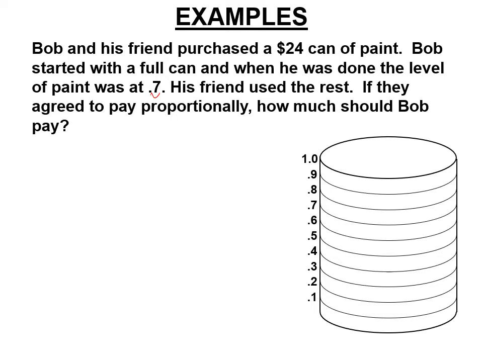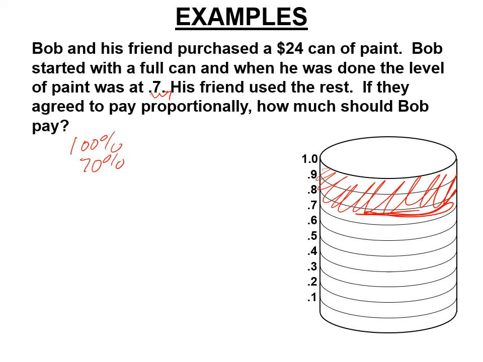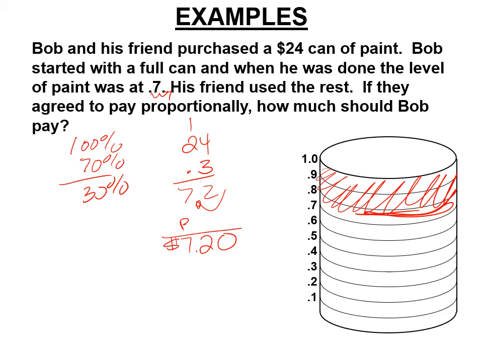All right, so 0.7 is 70%. So Bob started and used this much up here. How much should he pay for the can, assuming the friend used the rest? Well, 0.7 is 70%, so he must have used 30%. So he should pay 24 times 0.3. 3 times 4 is 12, 3 times 2 is 6 plus 1 is 7, 7.2, but it's money. He should pay $7.20 because he used 30% of the paint.